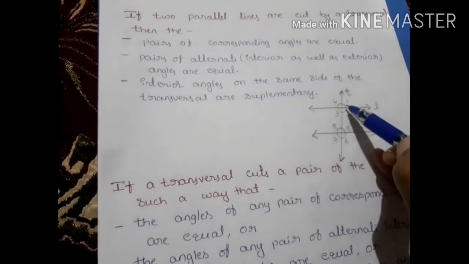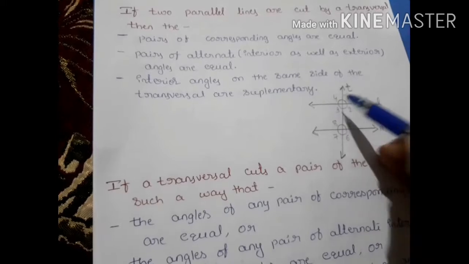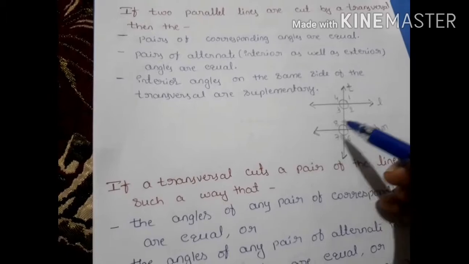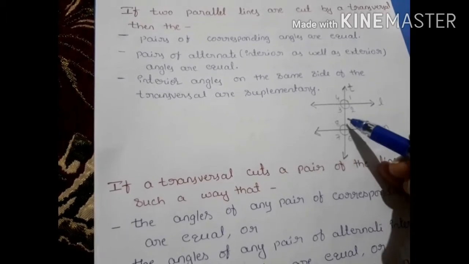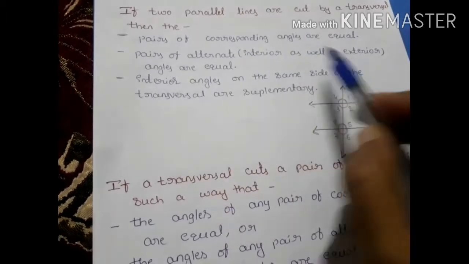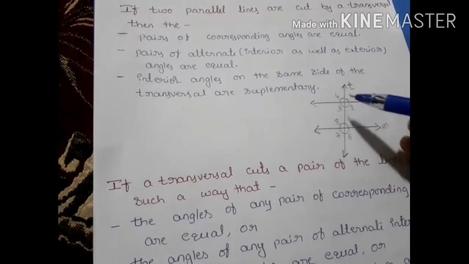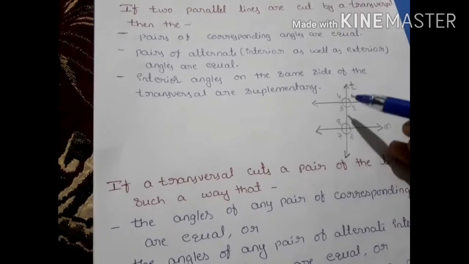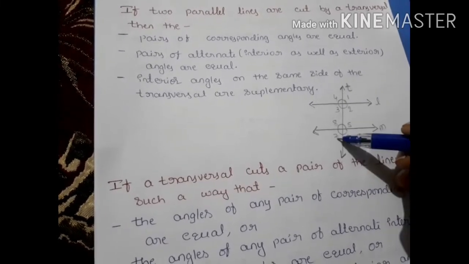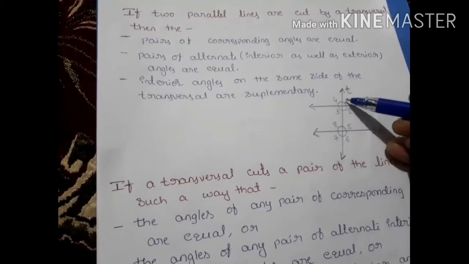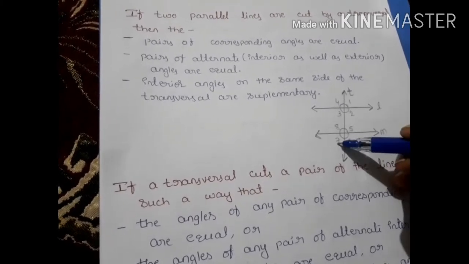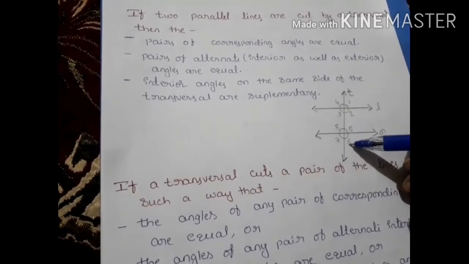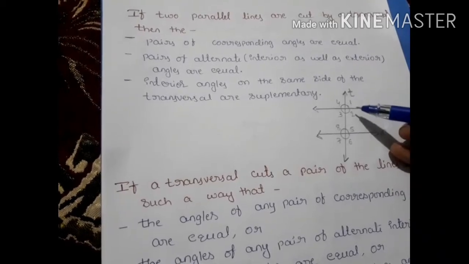Similarly, the exterior angles are angle 1, angle 4, angle 6, angle 7. Exterior means outside. Alternate exterior angles are opposite outside angles, and they should be equal. Here angle 1 is opposite to angle 7, so angle 1 equals angle 7. Angle 4 equals angle 6. These alternate exterior angles are equal.